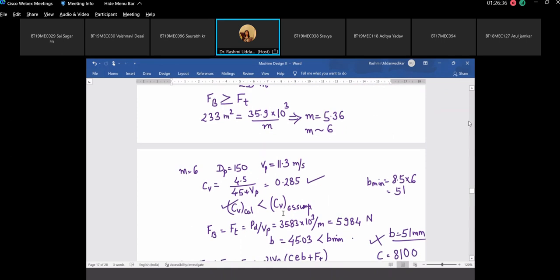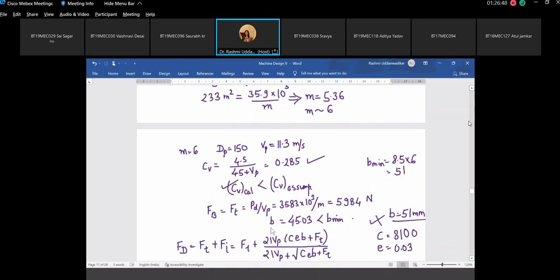Now with this value of Ft, which we are now taking as Fb, we'll check what the value of B comes out to be, because earlier the B value was assumed. So we have to calculate whether the value of B is coming out to be greater than B minimum or not. And if it is coming out to be less, then increase the value to whatever is the minimum value of B. Here, as I said, instead of 8.5M, you can go with 9M or 10M.